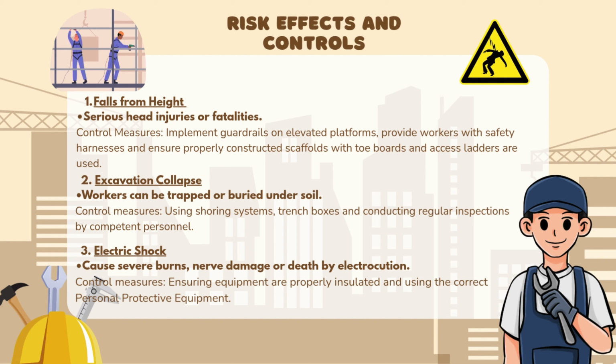Number two, excavation collapse, where workers can be trapped or buried under soil. This can be fatal if the excavation isn't secure. Control measures include using shoring systems, trench boxes, and conducting regular inspections by competent personnel. Number three, electric shock.